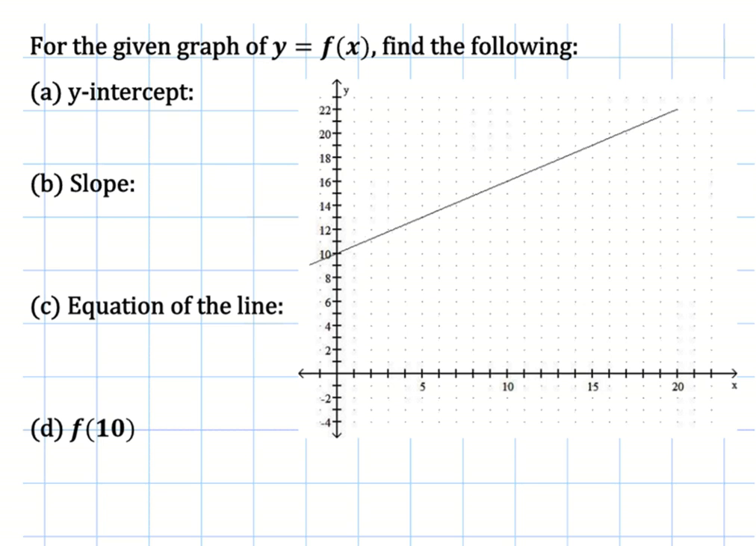We're going to do the same thing here, where the y-intercept is where it touches the y-axis. So the y-intercept is going to be 10. The ordered pair is (0, 10). For the slope, I'm just going to write the formula here because we don't have it visible. Let's choose 2 ordered pairs. We'll go ahead and use (0, 10).